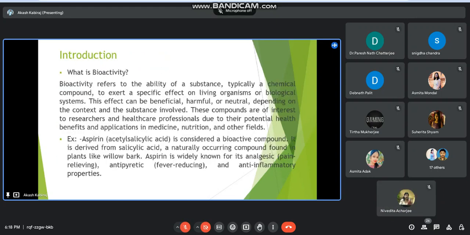So, bioactivity through computation. For that, we must know what bioactivity is. Bioactivity means a special type of ability exhibited by a chemical compound on a living organism, which could be harmful, beneficial, or neutral depending on the uses it might have. For example, I have stated aspirin because it is widely used for its analgesic, antipyretic, and anti-inflammatory properties.